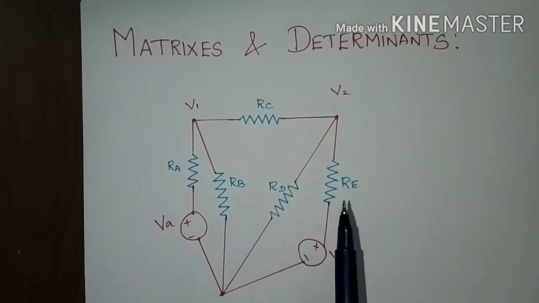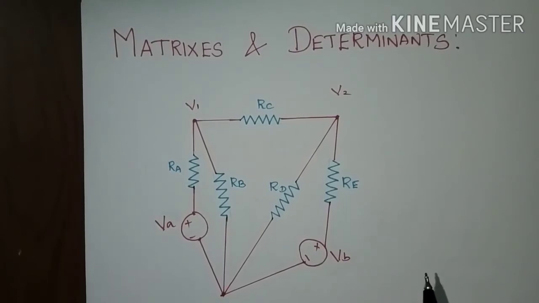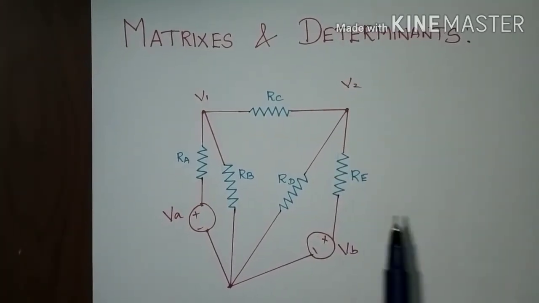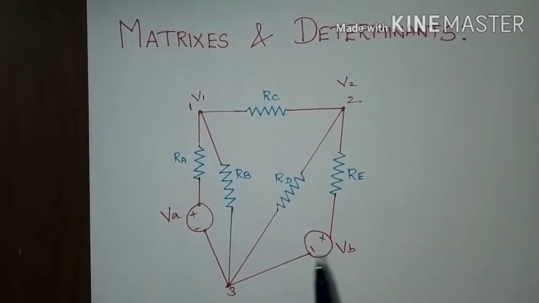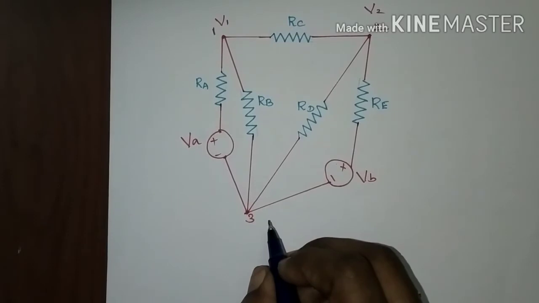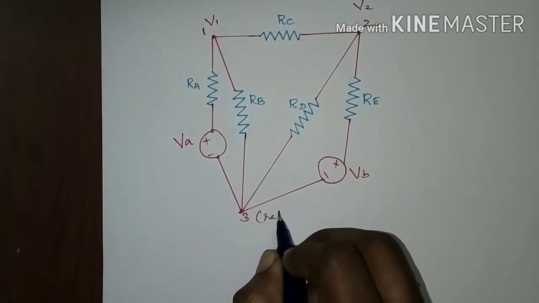Node voltages can be calculated by using those 3 steps, but for solving we can use either the algebraic method or matrices and determinants, that is, by using Cramer's rule. In this circuit we can find the number of principal nodes. There are 3 principal nodes. This is node 1, node 2 and node 3. One of the nodes has to be taken as a reference. So let's take the third node as the reference ground.